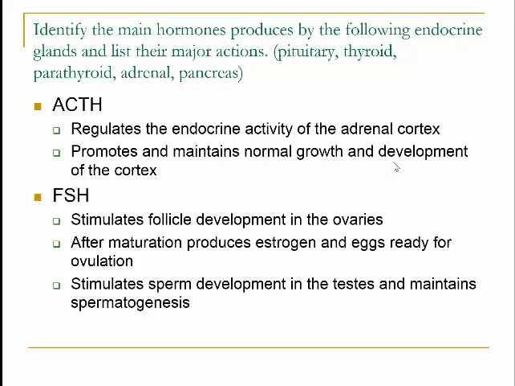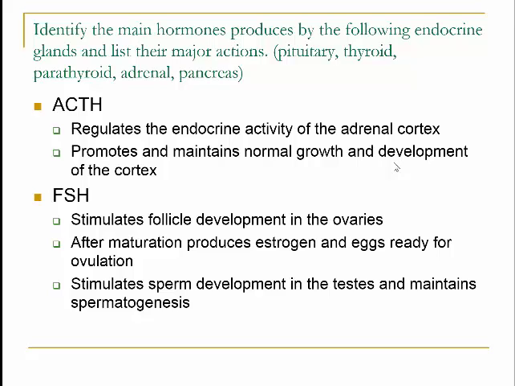ACTH, or adrenocorticotropic hormone, again keeps another organ happy and healthy. This endocrine gland is the adrenal cortex. The adrenal gland is two parts. It sits on top of our kidneys. It has the middle part, which has epinephrine and norepinephrine as the hormones. And then an outside portion, it has three hormones that we'll talk about shortly. So ACTH helps keep the adrenal cortex happy and healthy, so it can do its job.